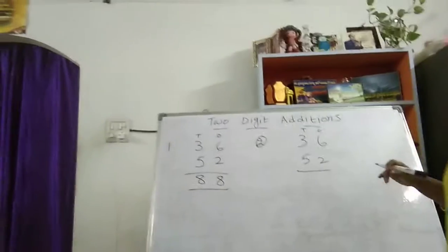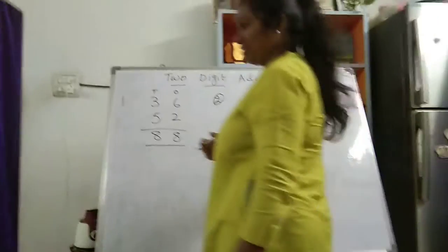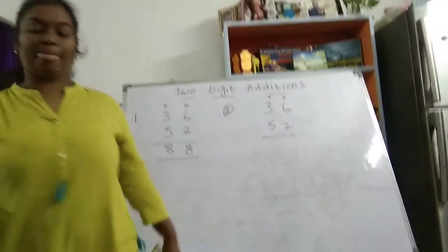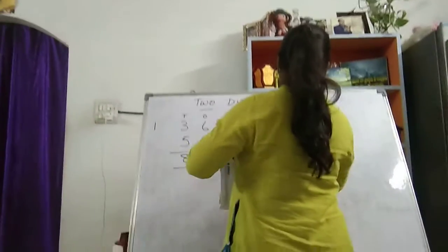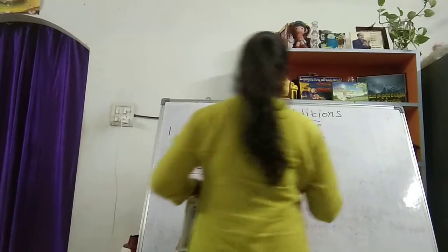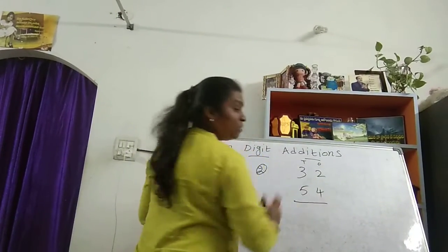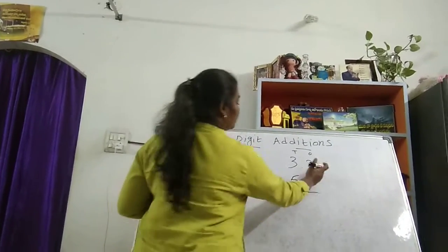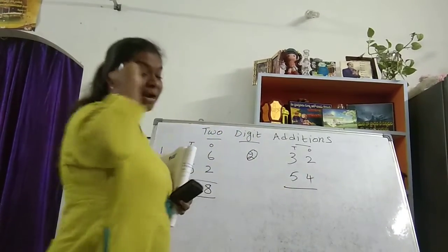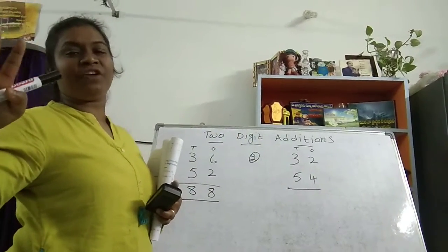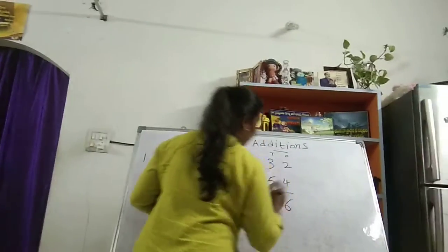So I have taken few numbers. 36 plus 52. Sorry, the same one. Okay. So now again you have to start from the ones place. So this is ones place. So you have to add 2 plus 4. 2 in the mind, 4 on the fingers. After 2, 3, 4, 5 and 6. So take 6 here.